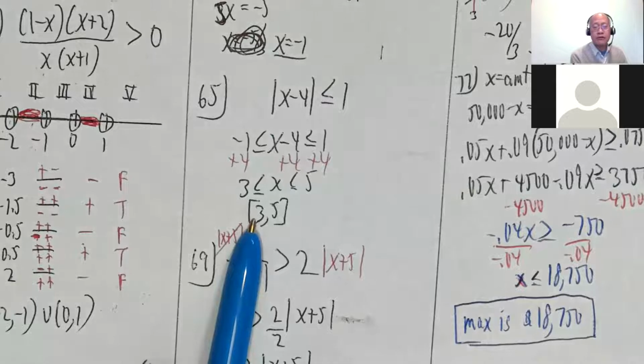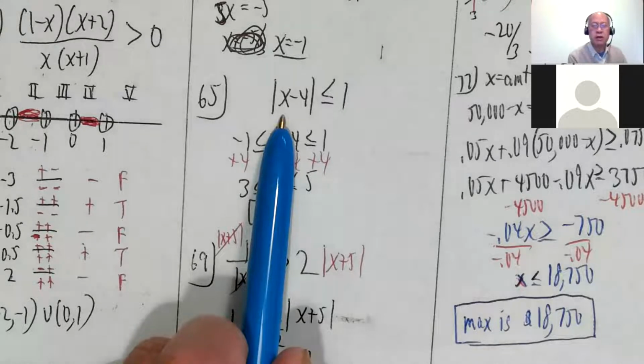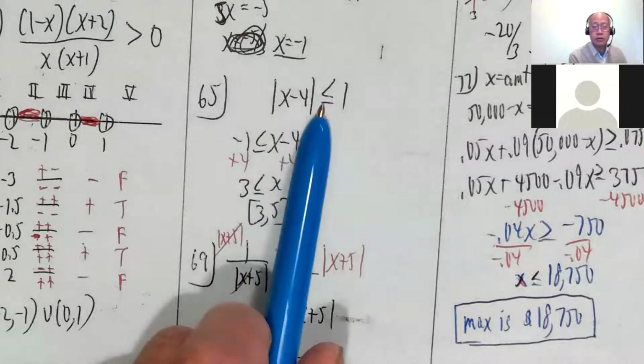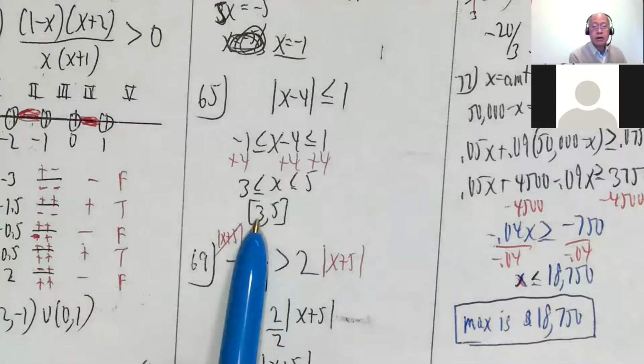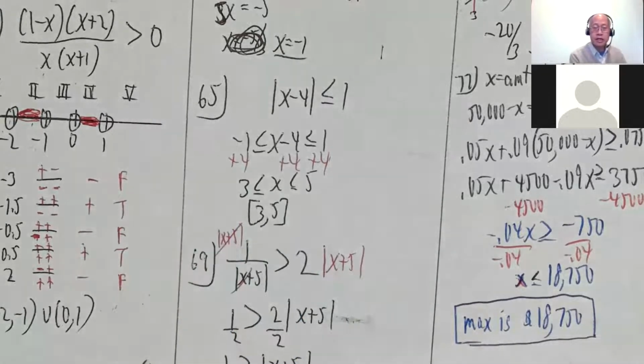And I don't know, how about 3.5 should work. Let's try 3.5. 3.5 minus 4 is negative 0.5, whose absolute value is 0.5, and that's also less than or equal to 1. But a number like 6 should not work, right? And a number like 0 should not work. Let's try it. Try 6.